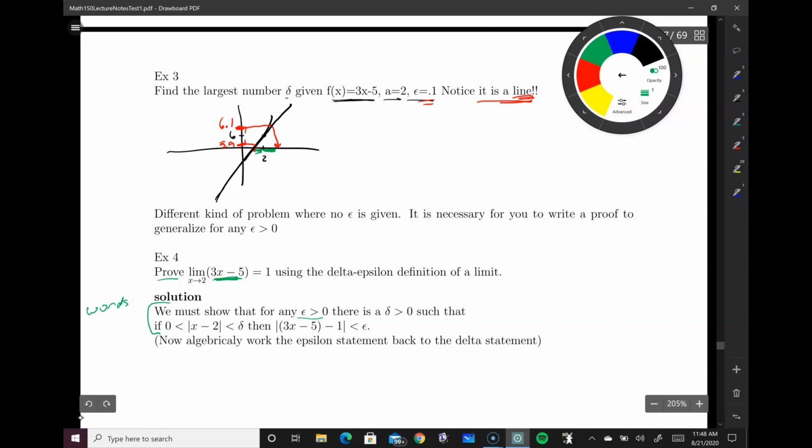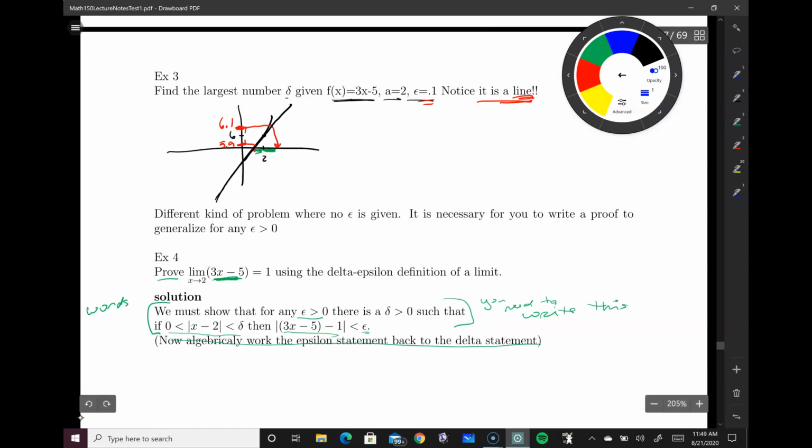We don't have to write the algebraic thing, but you need to write: we must show that for any epsilon bigger than 0, there is a delta bigger than 0 such that if, this means x's are in the delta range, then this means y's are in the epsilon range, and we're leaving it in general for the epsilon. You don't have to write this; this is my work to say what we're going to do. But you need to write this because you're making a mathematical argument, so you're writing out what I'm going to do.